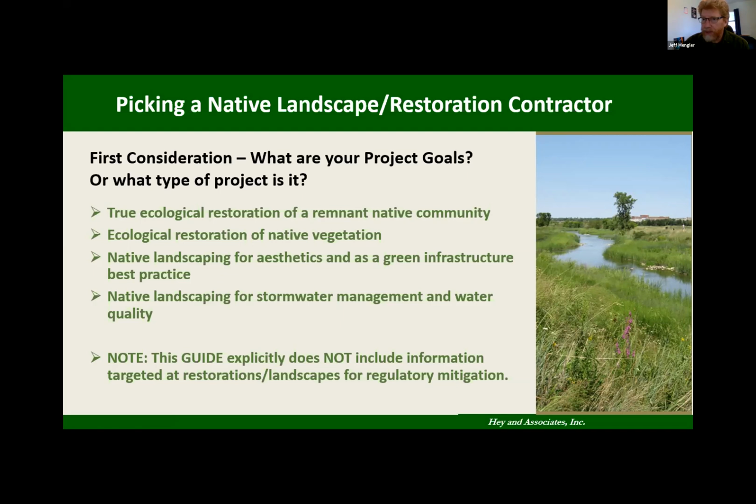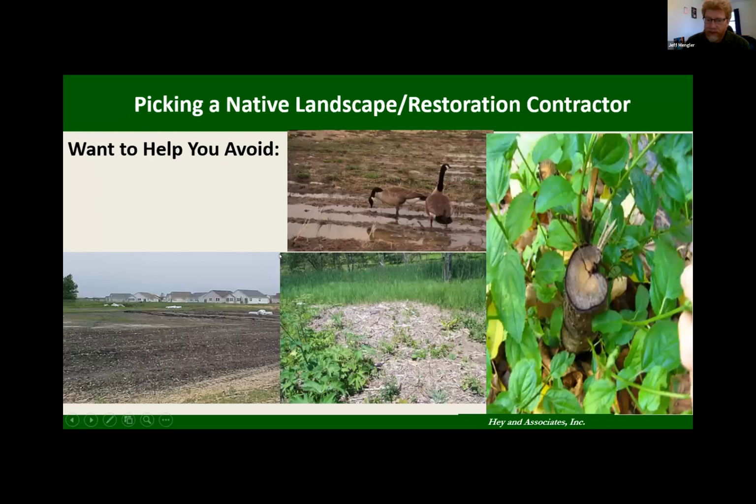I should note that this guidebook, as we put it together, was specifically not designed to include areas that were done for permit compliance. If you have a permit from DuPage County Stormwater or from the Corps of Engineers or someone like that, where it's part of your mitigation, this doesn't really get into that. This just gets into the voluntary types of projects, a lot of which are the same things that Bill was talking about.